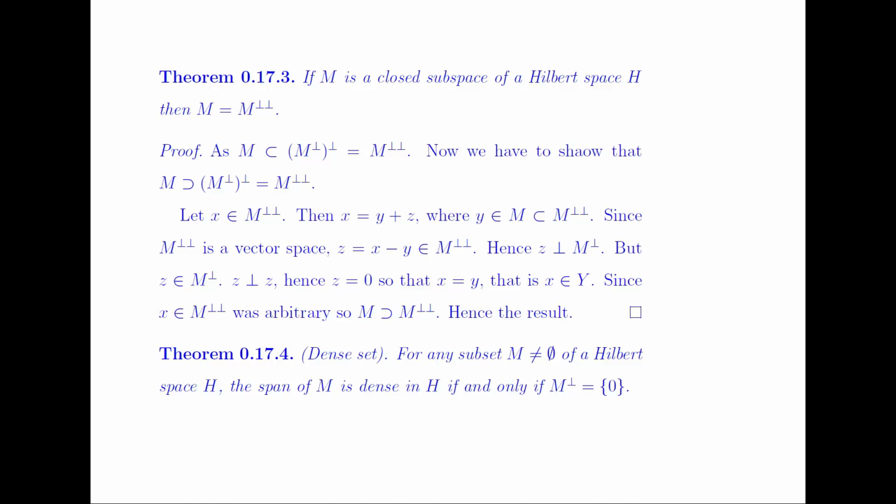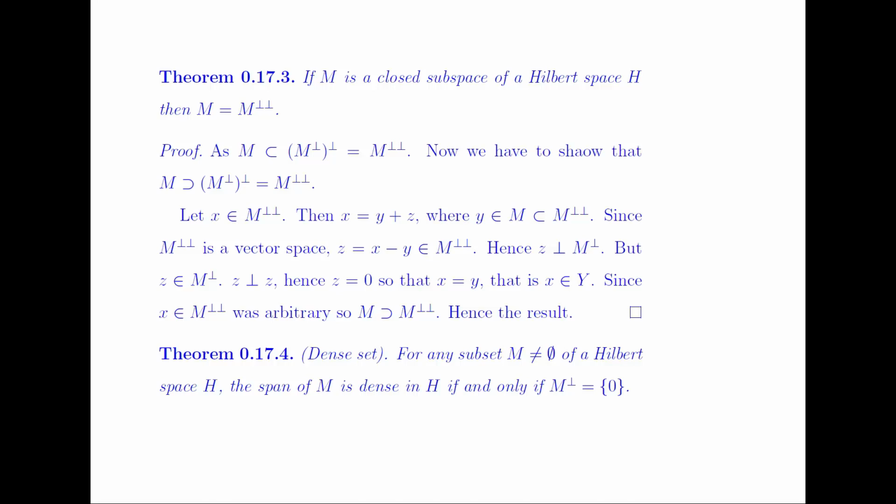Since M perpendicular is a vector space, z equal to x minus y belongs to the orthogonal complement of M perpendicular perpendicular. Then we can say that z is perpendicular to M perpendicular. But z belongs to the orthogonal complement of M. Hence, we can say that z is equal to 0, so that x is equal to y. That is, x belongs to M. And since x is arbitrary, M is a superset of the orthogonal complement of the orthogonal complement. And we get the result.